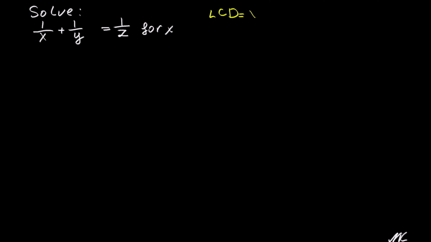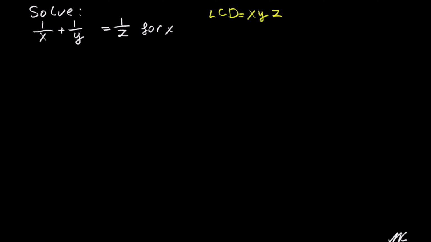We need a factor of x for the first denominator, a factor of y for the second denominator, and a factor of z for the third denominator. So the least common denominator is xyz.